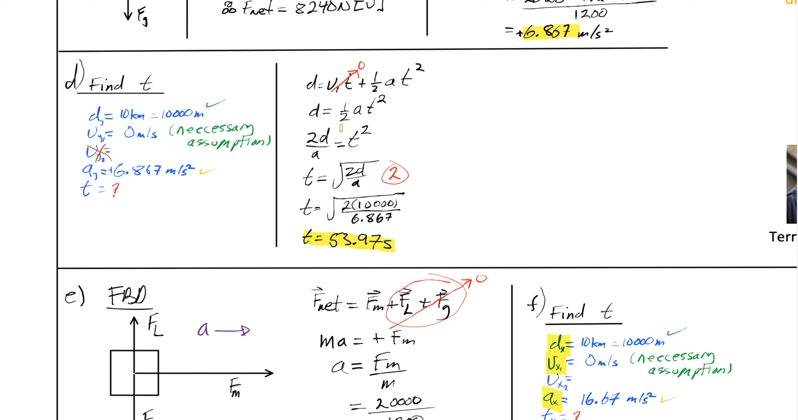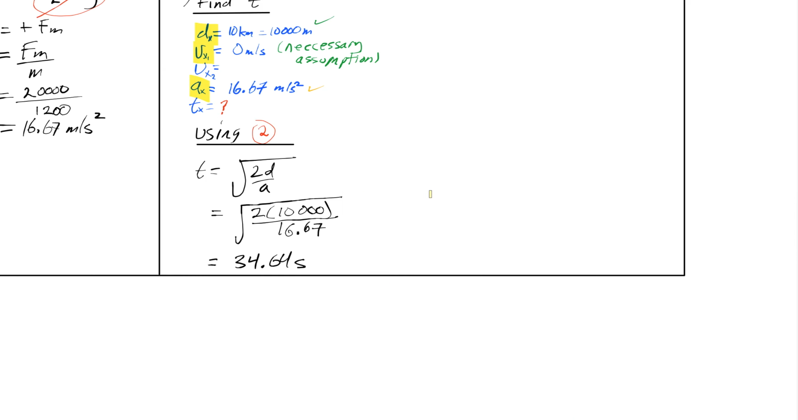Well, we already went through all these steps in part D, so I'm just going to recycle equation number 2, substitute our values in, and we get 34.64 seconds, about half the time to reach that distance than it did to reach the altitude of 10 kilometers.